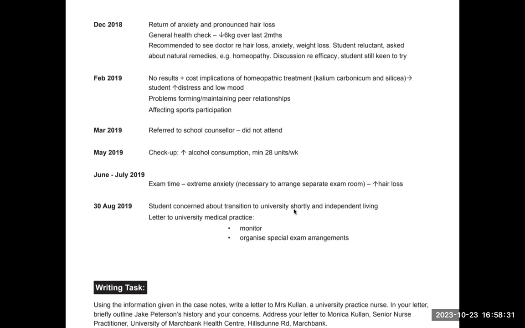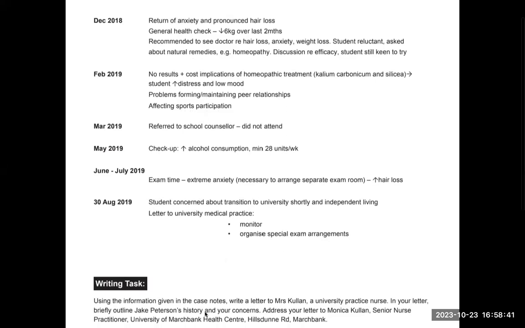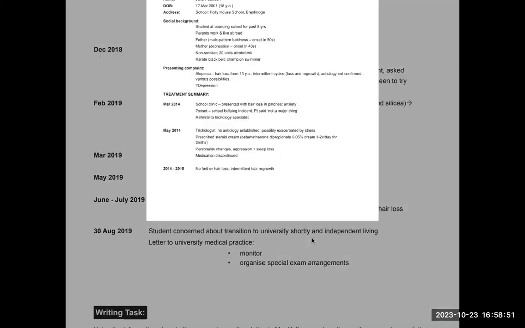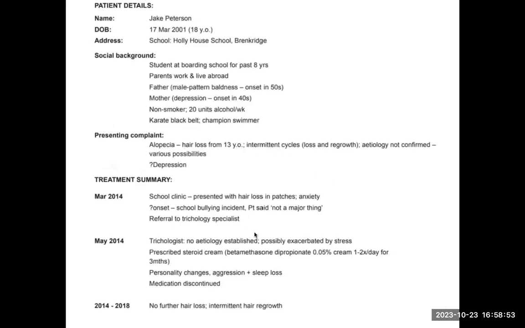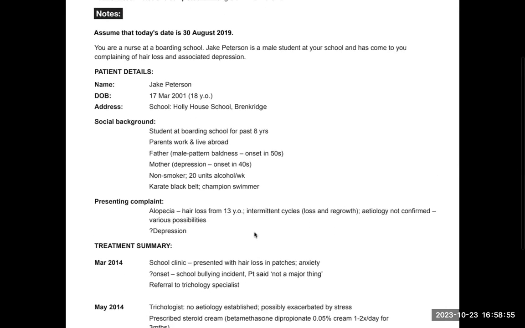Now the student is concerned about how he would go to university. And letter to university. So we have told the senior nurse practitioner that this is the problem. This is Peterson's history. So I have to mention the history, and make them aware of how to make the special exam arrangement. So now I understand almost this letter very nicely. And you have what you have to do. Now you write in a flow according to what has been given. So now I will tell you.